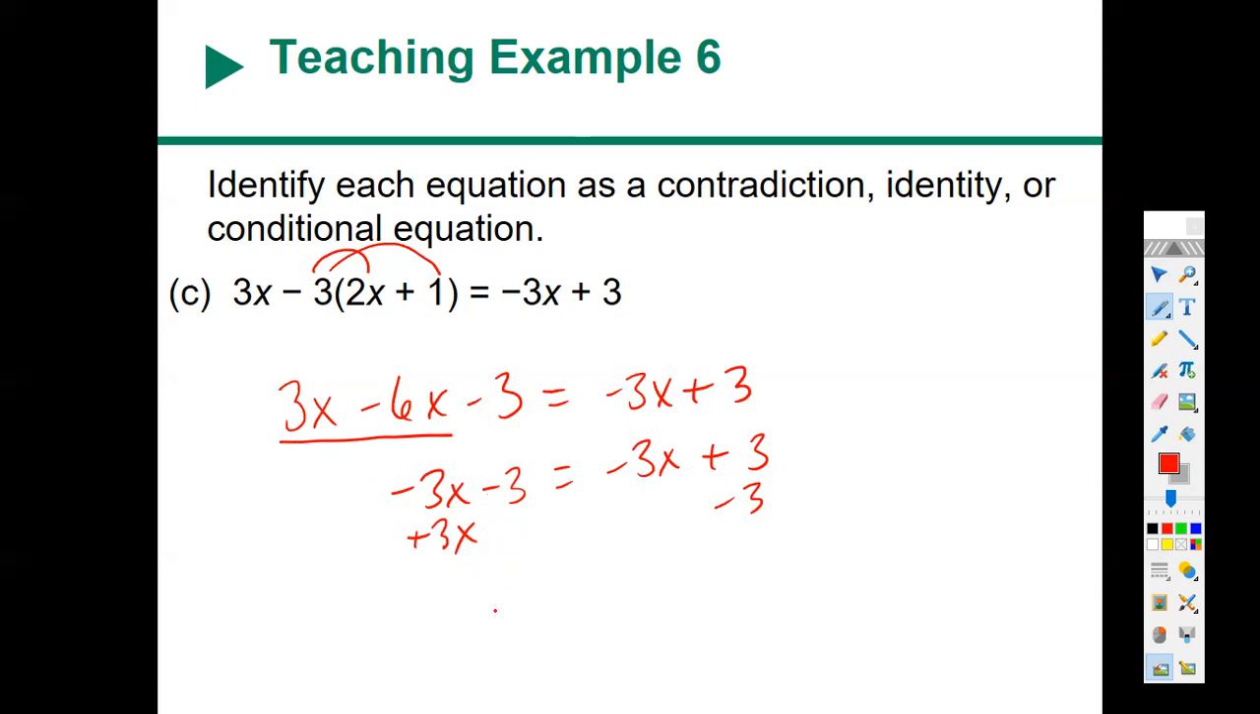So this ends up being -6 equals 0. So this is a what? It's a contradiction. Because it makes a false statement, so there's no solution. Is 0 equals -6? That's obvious. That's still a right answer? Yeah, so there's no solution, and it's a contradiction.